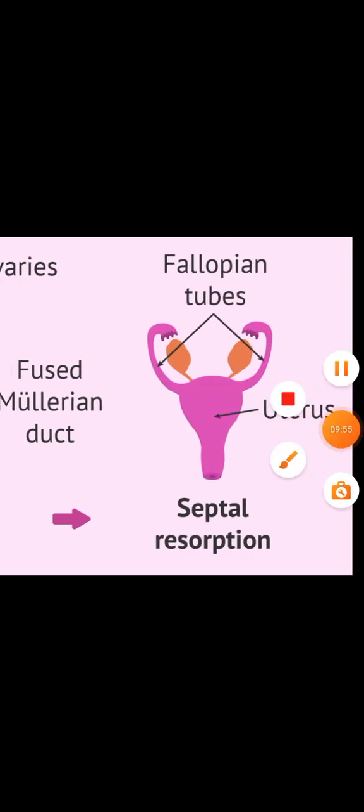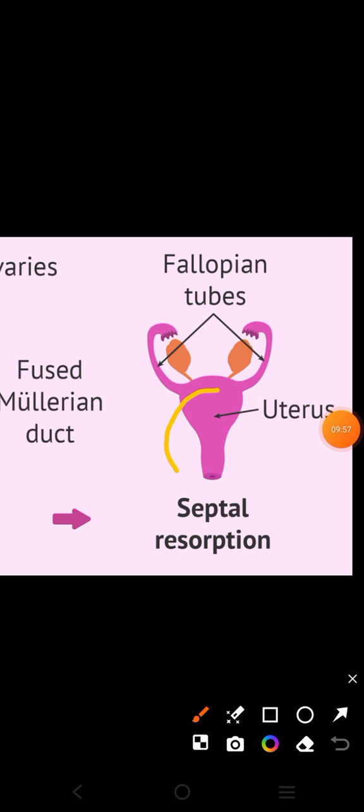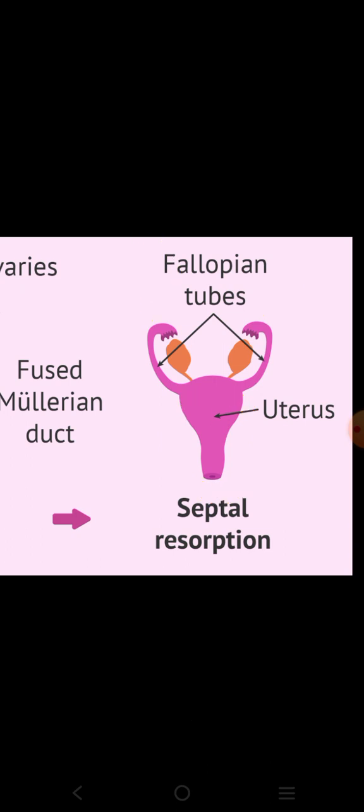And after that, the distal portion of the paramesonephric ducts has been fused and it has formed the uterus, and the upper unfused portions have formed the fallopian tubes. I hope this will be clear now.